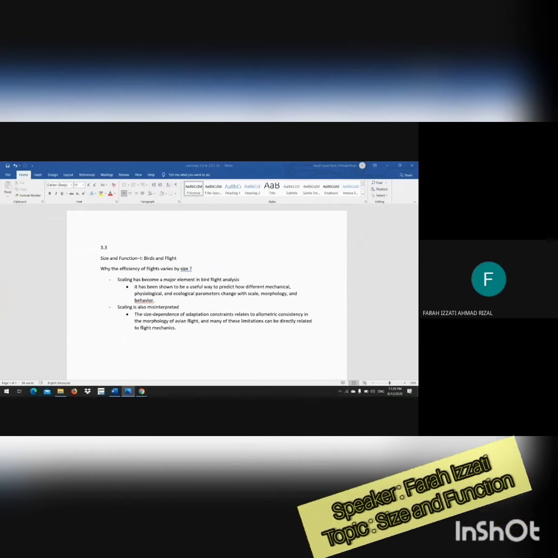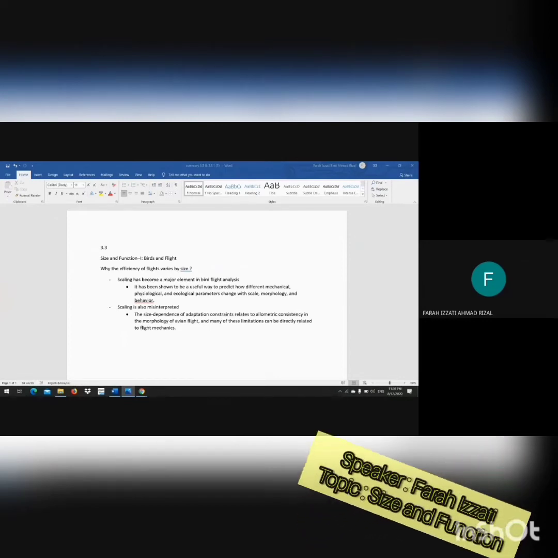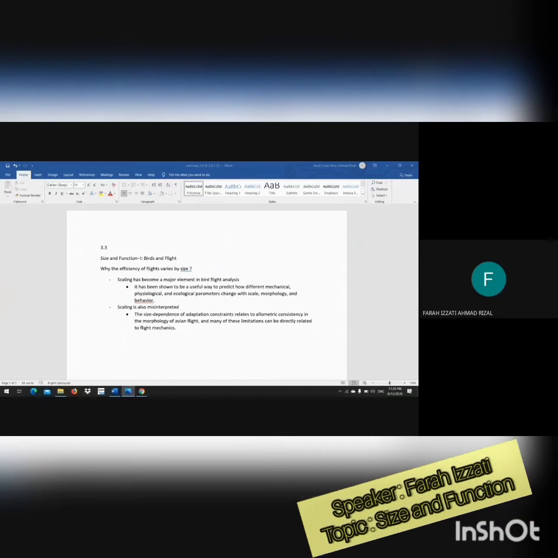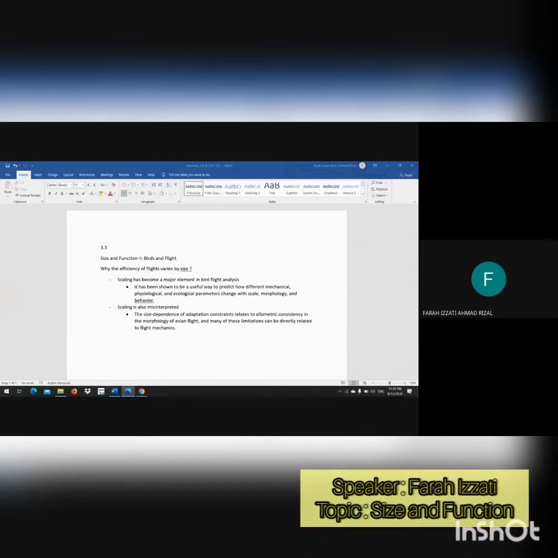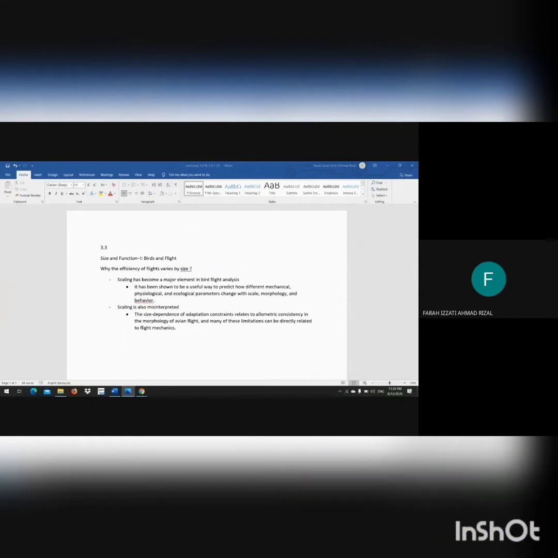Then, scaling is also misinterpreted. The size dependence of adaptation constraints relates to allometric consistency in the morphology of avian flight, and many of these limitations can be directly related to flight mechanics. Okay, that's all from me.